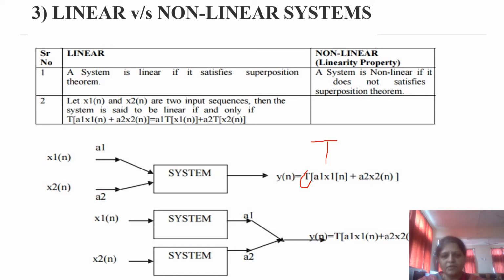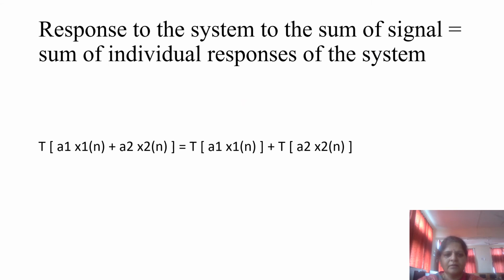This is called the superposition theorem, wherein you can see in the next slide, the response of the system to the sum of the signals is equal to the sum of the individual responses of the system. See, this is one response, this is the second response. So if I try to add them, it should be the same as the response to the addition of the signals. So this is called the linearity property.